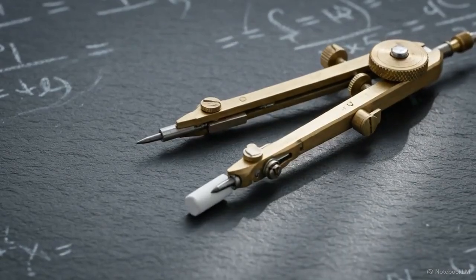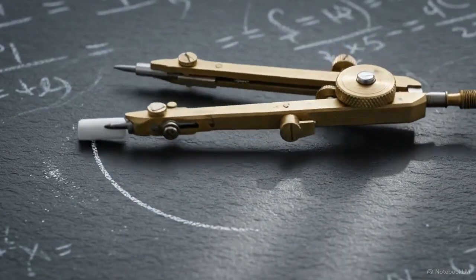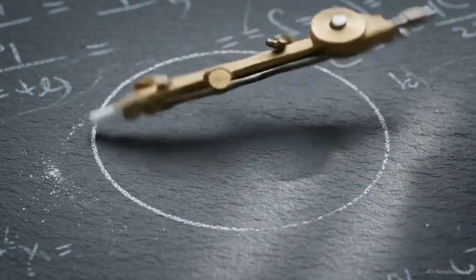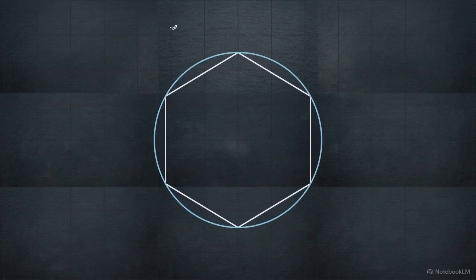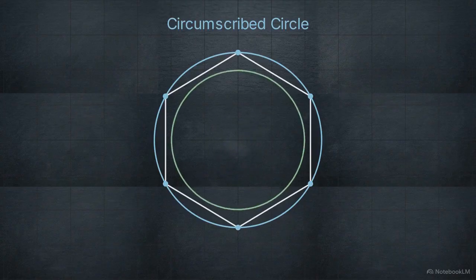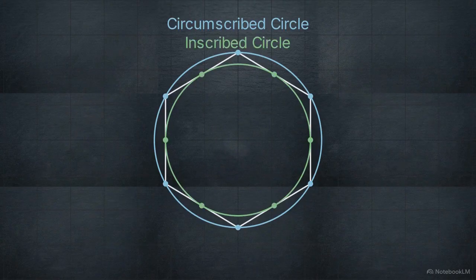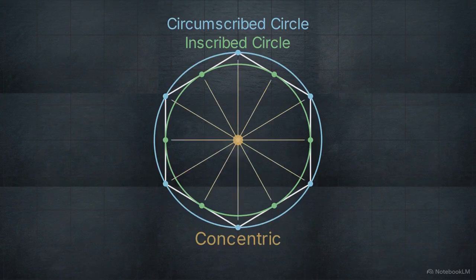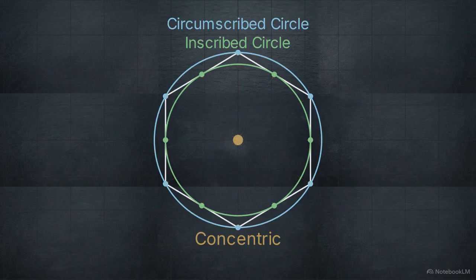To begin our study of geometric symmetry, we must first rely on the physical act of precise mathematical construction. This regular hexagon possesses an outer boundary called a circumscribed circle, which intersects every vertex. It also contains an inner inscribed circle that sits flush against the exact midpoints of all 6 sides. These two paths are concentric, meaning they share the same center point.